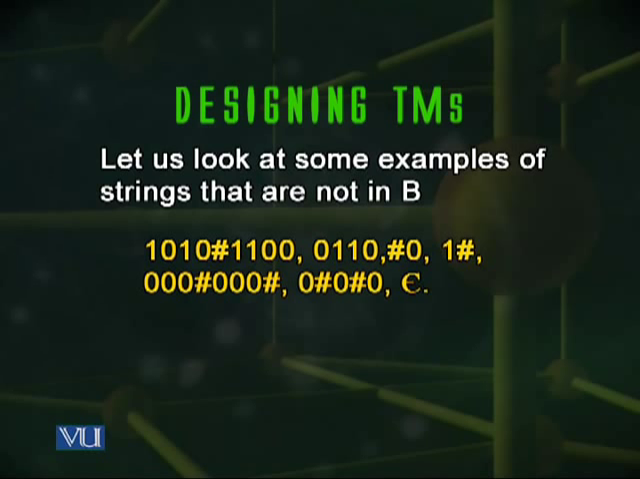So for a string in the language B, it must consist of a string of zeros and ones followed by the hash sign followed by the same string. Those are all the strings that are in this language B. What we want to do now is to design a Turing machine M such that M accepts exactly these strings.